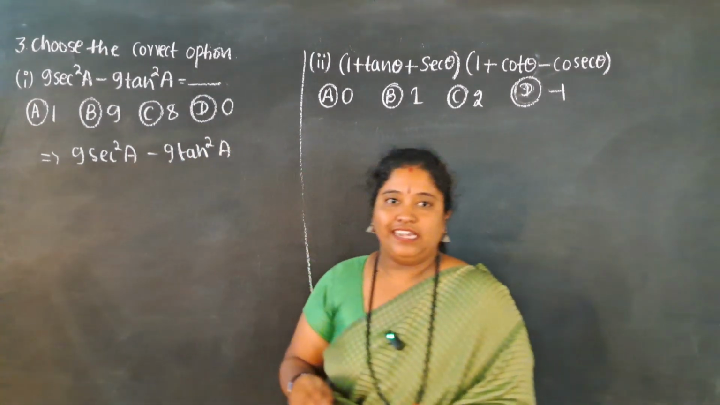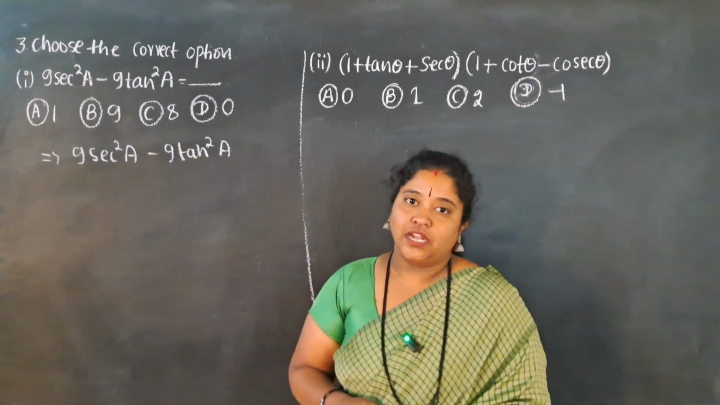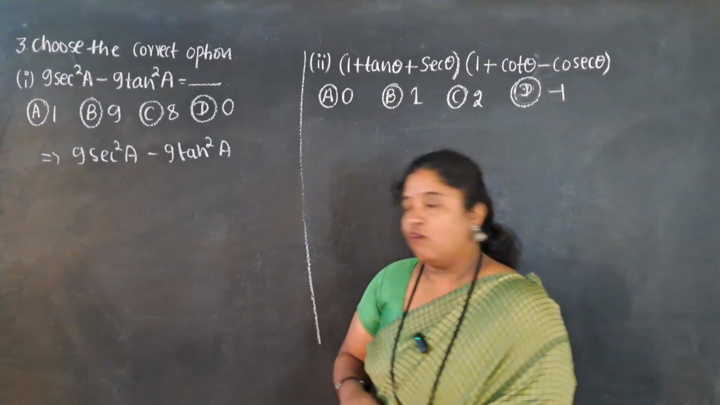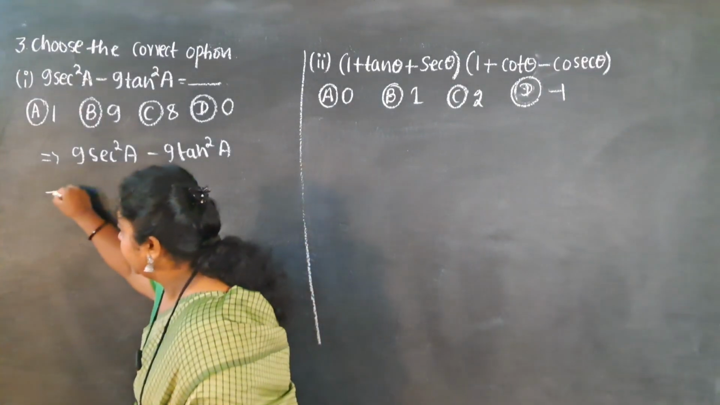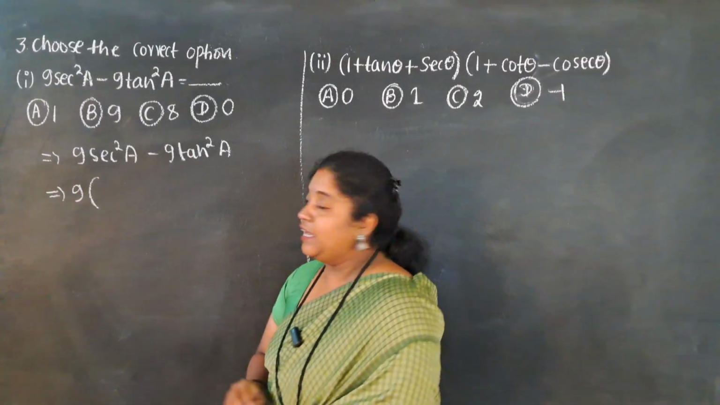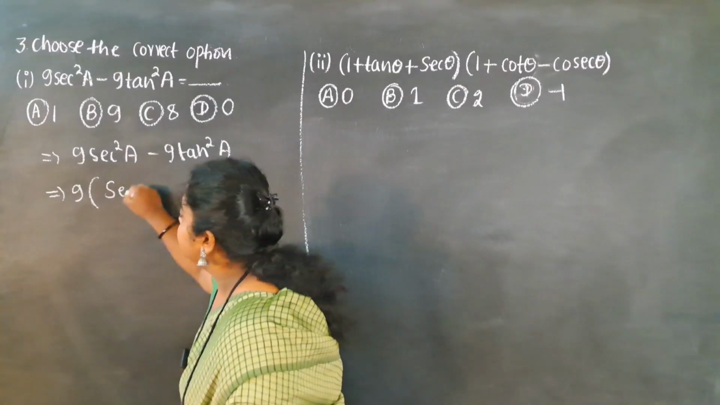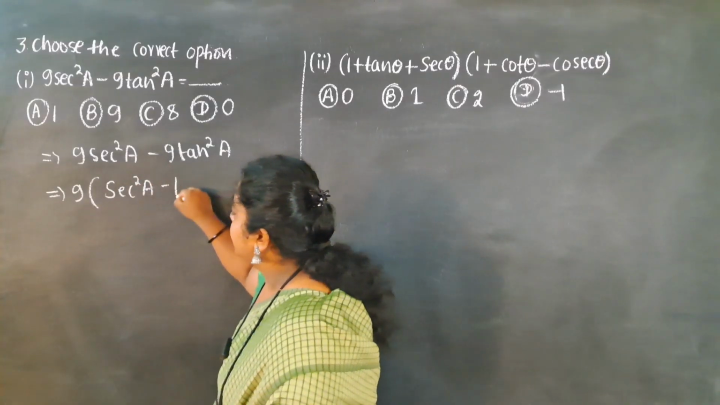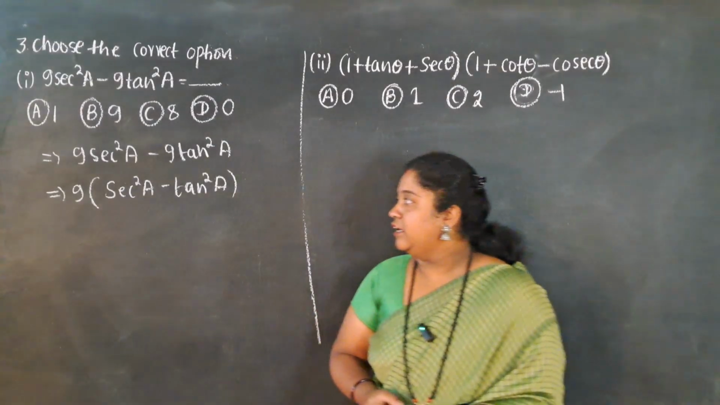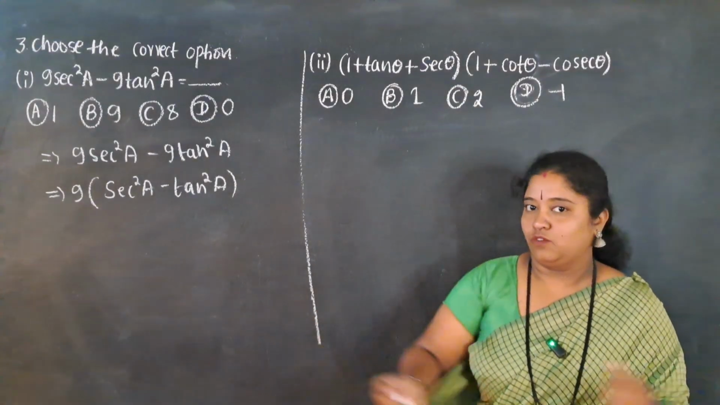Now first, initially when I look at the question, I see 9 on both sides. So can I take 9 common there? Of course, I'll take 9 common. Yes or no? If I take 9 from both the values, what will I be left with? I am left with secant square A here, and tan square A here. So 9 into secant square A minus tan square A.